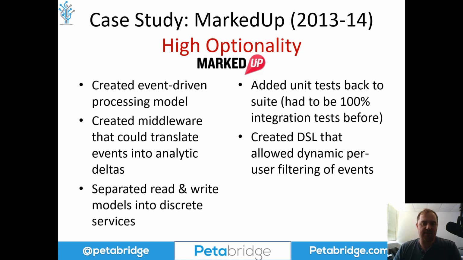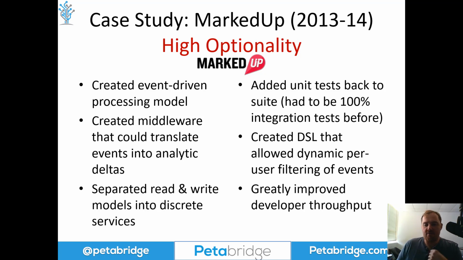This DSL was going to give us a lot of future-proofing and make it really easy for us to support all sorts of new complex campaigns in the future that we couldn't support today. And then this ultimately greatly improved our developer throughput.